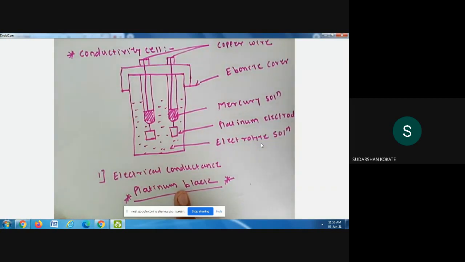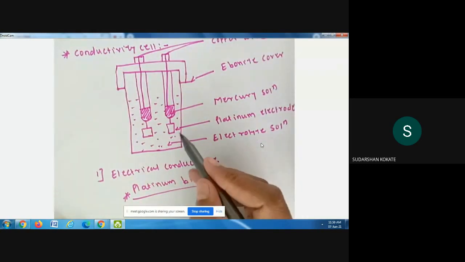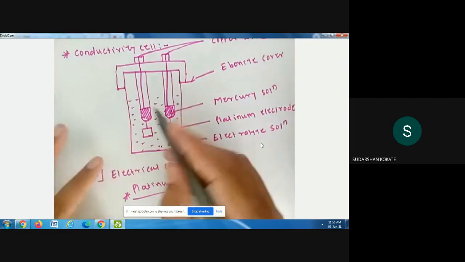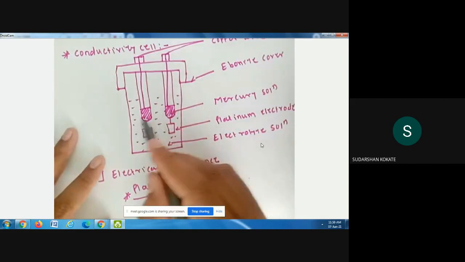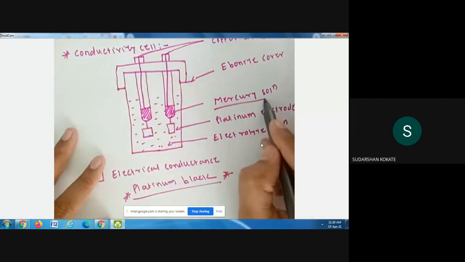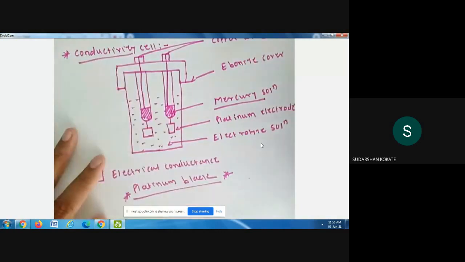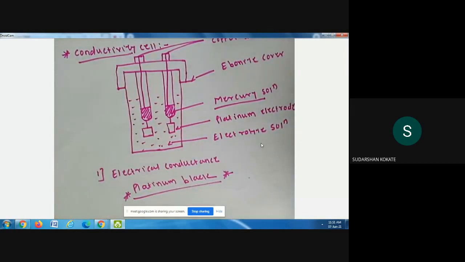Now these plates are also welded with platinum wire, right? Which is fused in two thin glass tubes, and the thin glass tubes contain your mercury. So this is the simple construction part of your conductivity cell, right? I will again repeat.